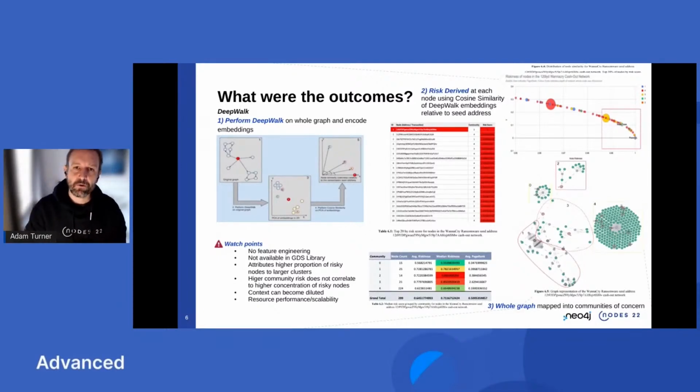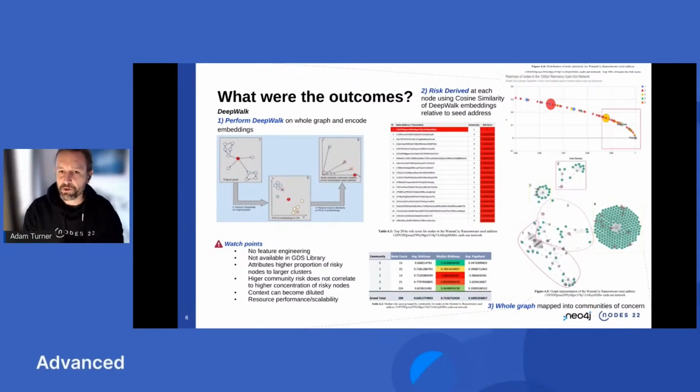But saying that, the DeepWalk algorithm applied to my graph in Neo4j is actually not available in the Graph Data Science library. It's in a GitHub repository, which I have a link to, and you install that separately within your setup for the Neo4j database. And it produced a few questionable outcomes, I guess.